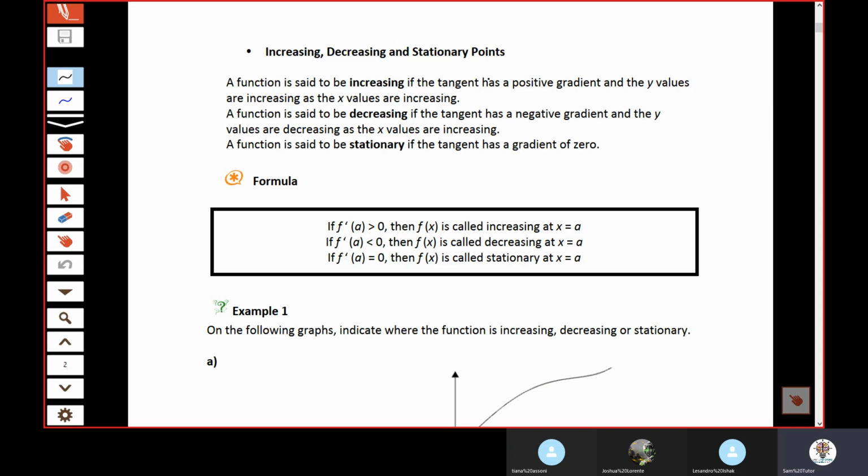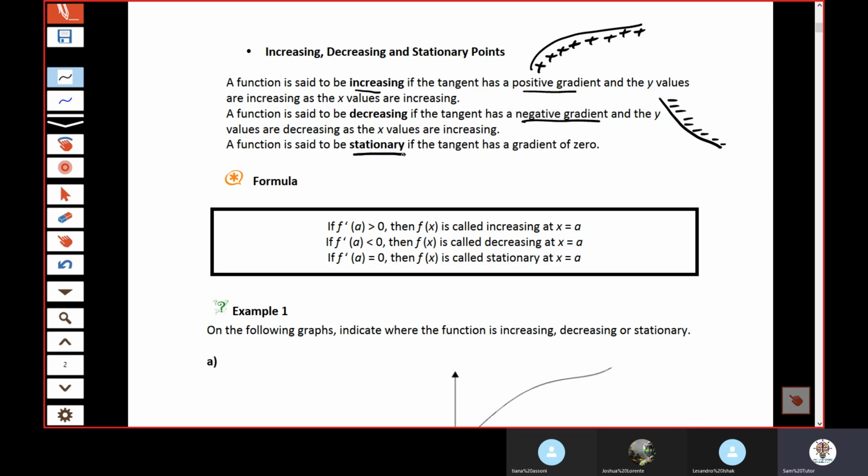Increasing, decreasing, and stationary points. A function is said to be increasing if the tangent has a positive gradient and the y values are increasing as the x values are increasing. That's a really fancy way of saying if your graph slopes up to the right, it's obviously increasing. The gradients are all positive. Make sense? A function is said to be decreasing if it has negative gradient. Again, that's just another fancy way of saying if something was shaped that way, these are decreasing gradients. Slope to the left.